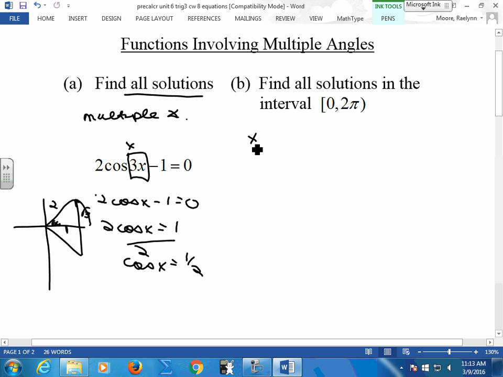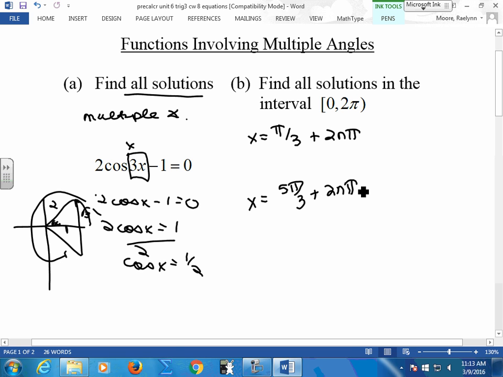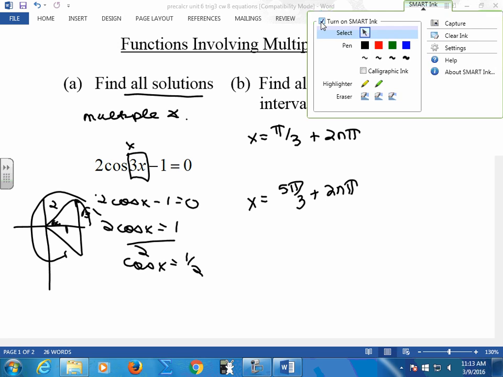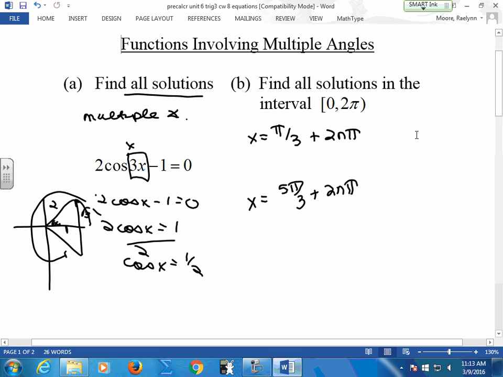So if I write all solutions, we're going to start like this. It would say x is equal to pi over 3 plus 2n pi. What would my other angle be? x is equal to 5 pi over 3 plus 2n pi. Okay, good so far? Just like we were doing before. We found it from 0 to 2 pi, and then we can figure out plus 2n pi, plus n pi, whatever we needed to do.